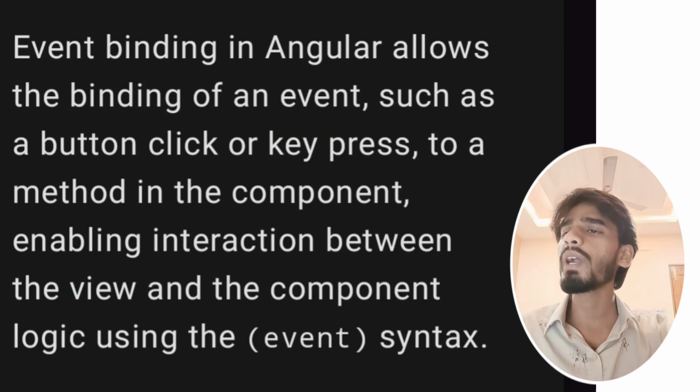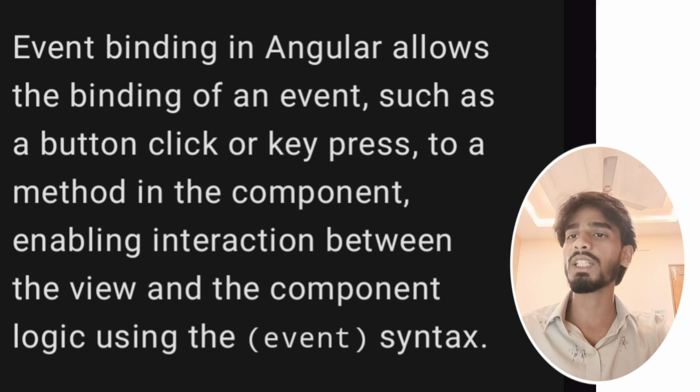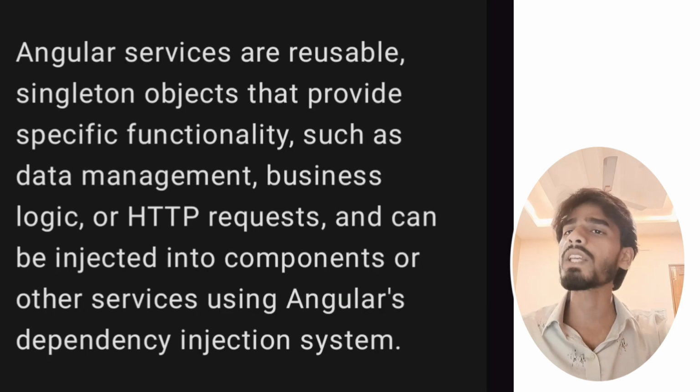Event binding. Event binding in Angular allows the binding of an event, such as a button click or key press, to a method in the component, enabling interaction between the view and the component logic using the (event) syntax. Two-way data binding. Two-way data binding in Angular enables synchronization of data between the component and the view, where changes in the model automatically update the view and user input in the view updates the model, typically using the ngModel syntax.